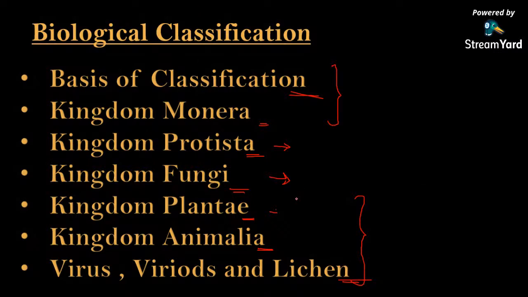Plantae and Animalia we don't need to learn in detail because we have separate chapters called Plant Kingdom, that is the third chapter, and Animal Kingdom, that is the fourth chapter. So just a brief of Plant Kingdom and Animal Kingdom in this chapter, and after that we will have the most important topic, virus, viroids, and lichens.